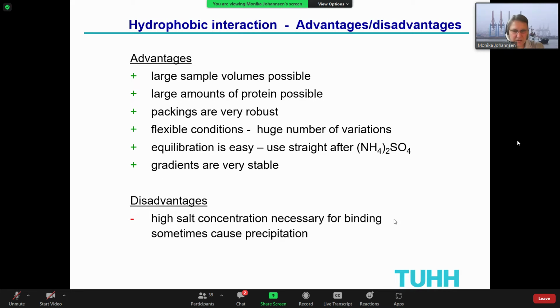The gradients are stable, but a disadvantage is that sometimes the high salt concentrations which are necessary for the binding cause precipitation, which is a wanted effect on one hand, but of course in chromatography we don't want to have precipitation of proteins in the column, so this needs to be avoided.